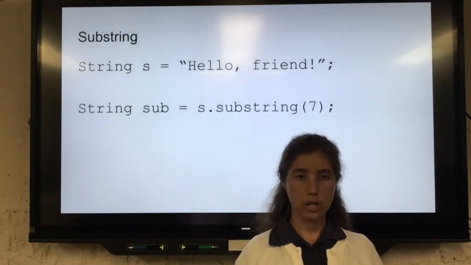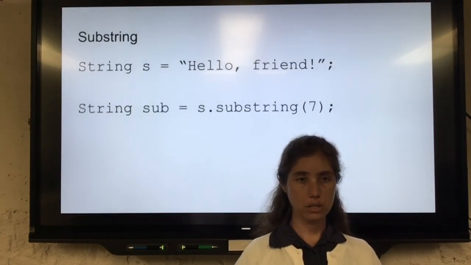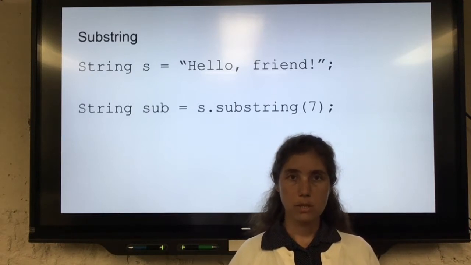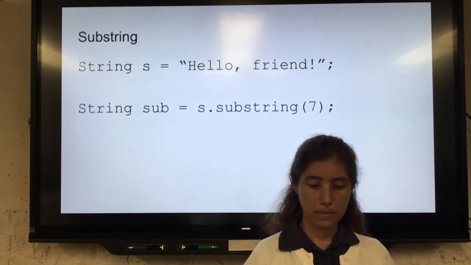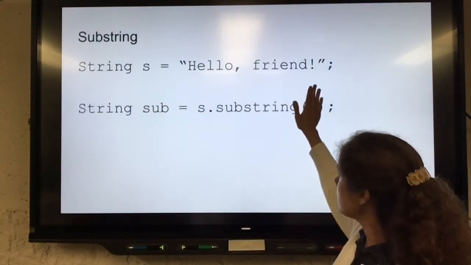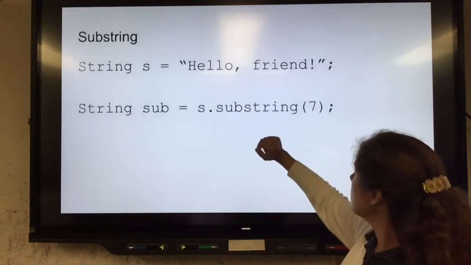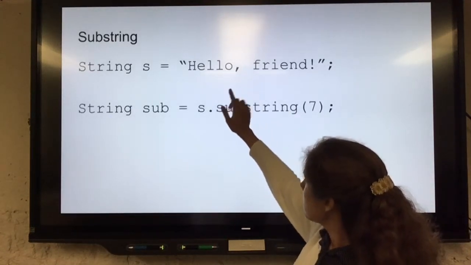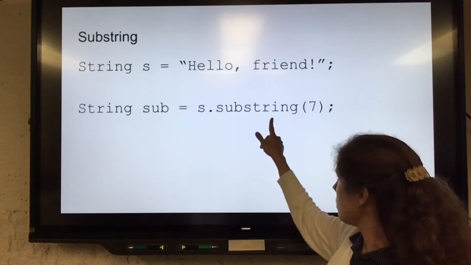Sometimes when we're working with strings, we want to be able to pull out a section of the string to create a new string. To do this, we use the substring method. So in this example, we have string S gets "hello friend", and then we want to pull out a substring from S. So we do S dot substring.